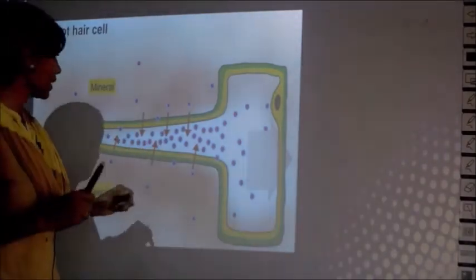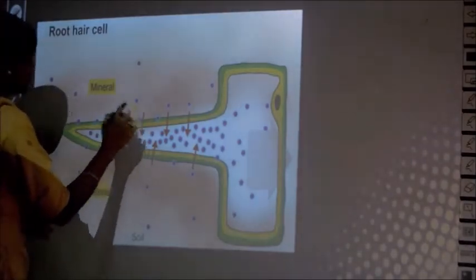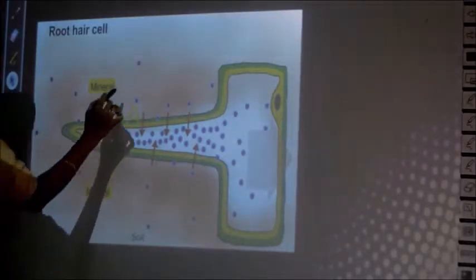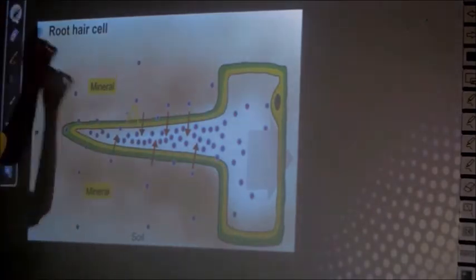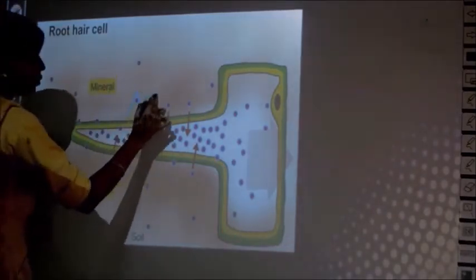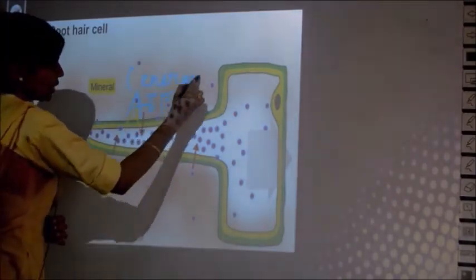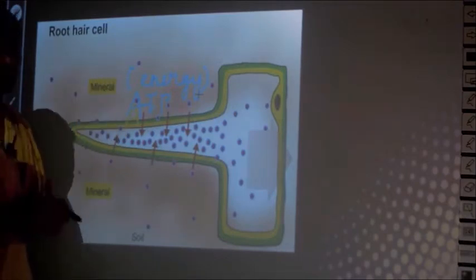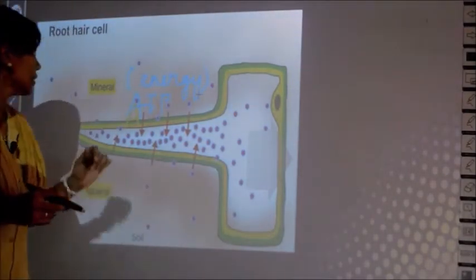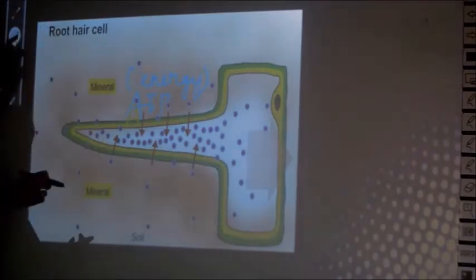But this process will require, what will it require? I told you, it requires ATP. The color is not seen. A process with the help of what? ATP. What is ATP? It is energy. So when energy is applied, this process of active transport will happen. Okay, so that's all for today's class.